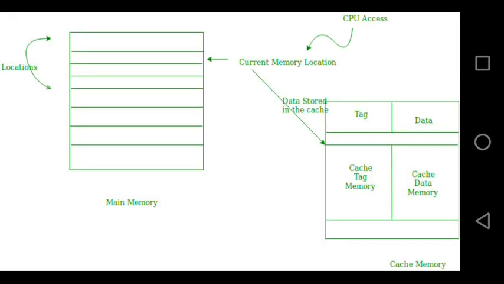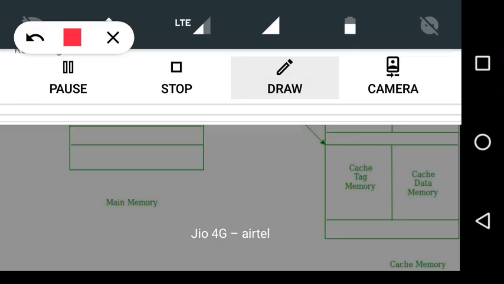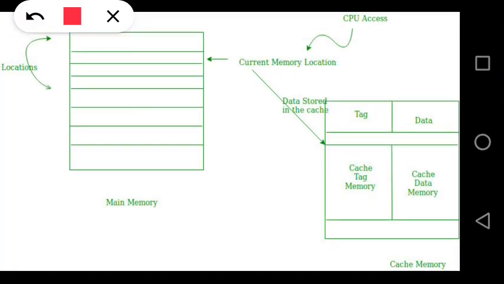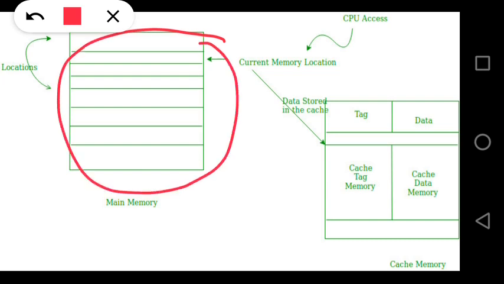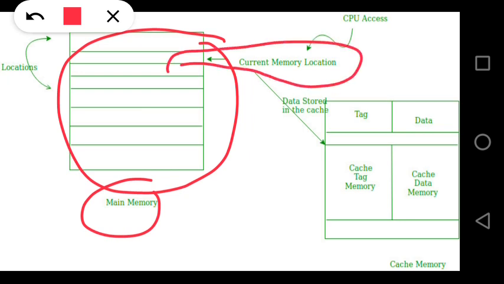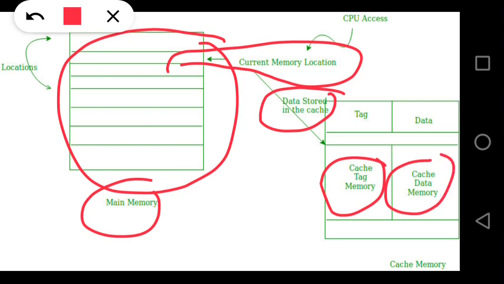So this is how the temporal locality works. Let's assume these are the main memory and these are the different locations, and this is the current memory location which the CPU is accessing. So the data is stored in the cache tag memory and cache data memory with a tag. Remember, there is a tag in the cache.